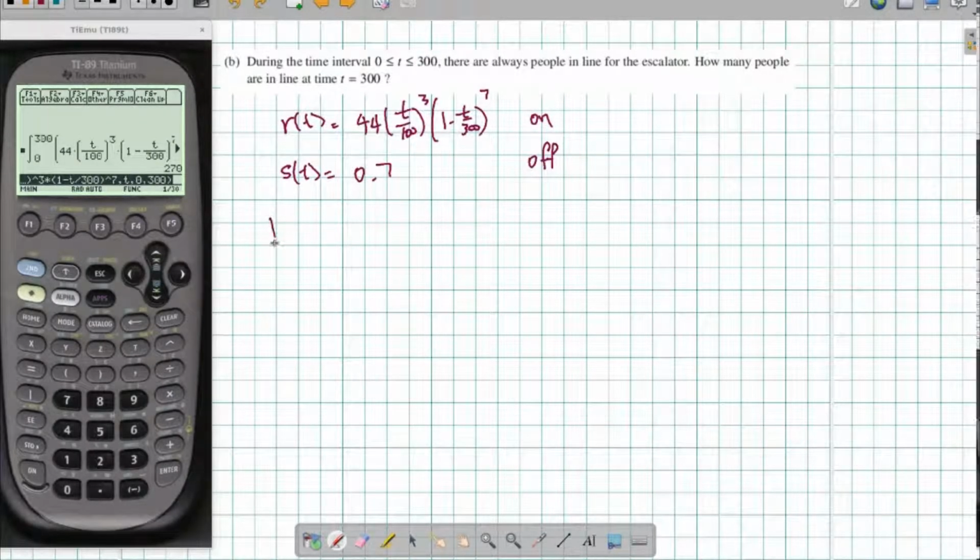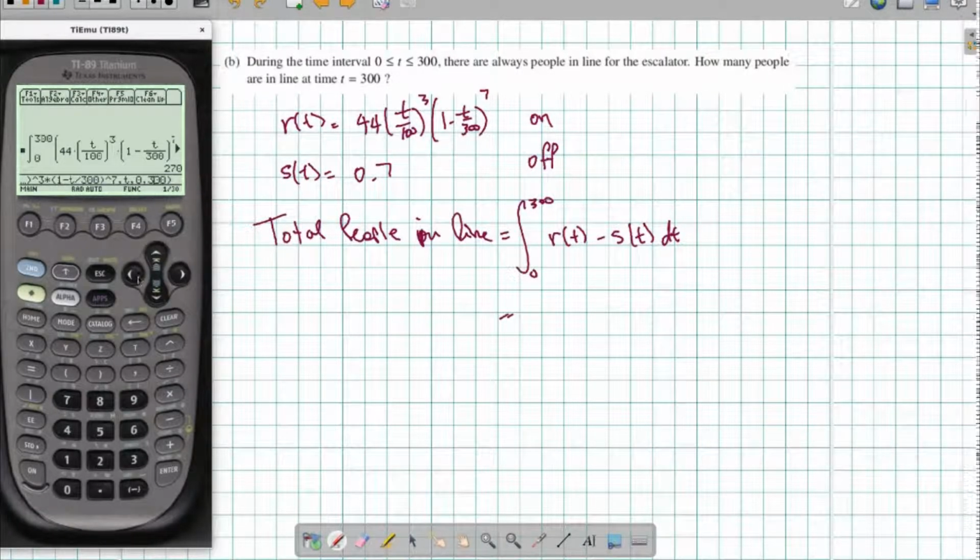So if I want to figure out the total people in line, that's going to be equal to the integral of the rate coming in minus the rate coming out. And again, I'm integrating from 0 to 300. So when I do this calculation, I'm going to do my exact same equation. The only thing that's going to be different is my function's going to have a minus 0.7 in it. And now when I do that integral, I end up with 60 people. Okay, so the total people in minus the total people out over that time, because these are rates.